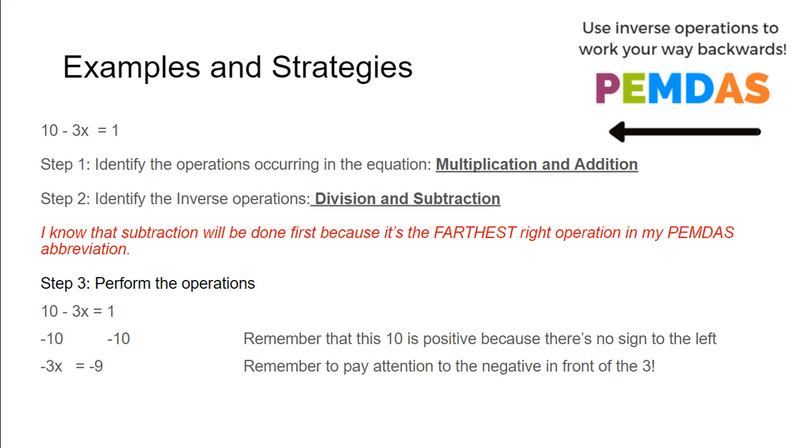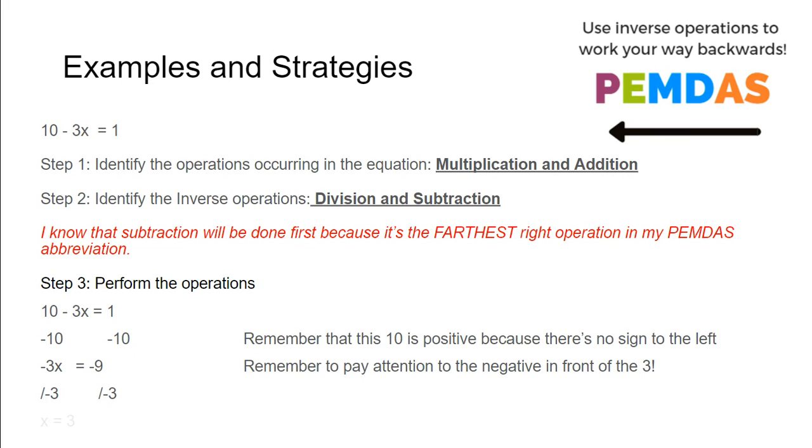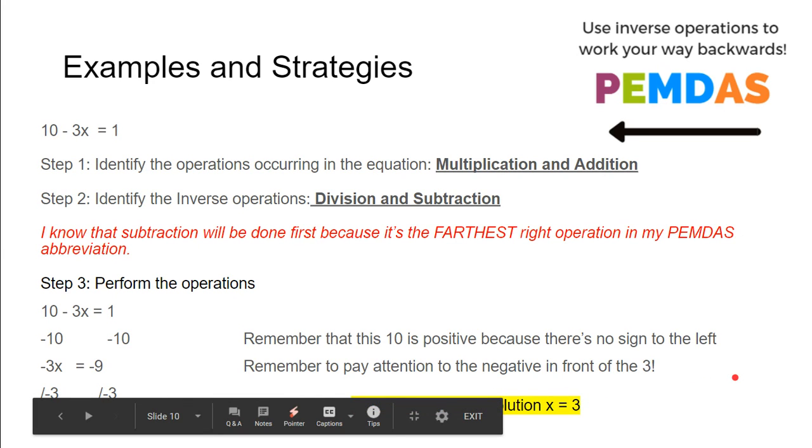And now I'm going to be left with negative 3x is equal to negative 9. Remember to pay attention to the negative in front of that 3. That's a negative 3 right here. And then I'm going to go ahead and divide by my negative 3. Negative 3 divided by negative 3 is a positive 1, so remember, we don't need to write that in my final answer. And then I have negative 9 divided by negative 3, which is positive 3. And then I'm going to identify my solution clearly that it's a positive 3.